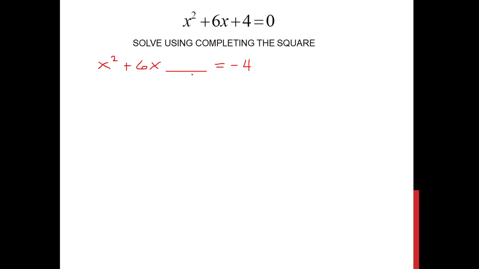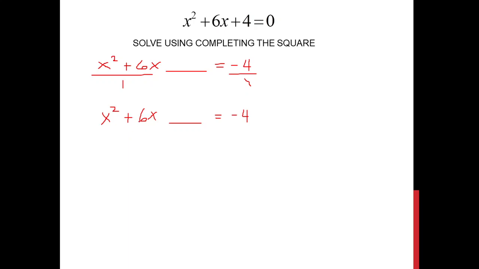Next step is we need to divide the entire equation by the numerical coefficient of your first term. Meaning, we need to divide this by 1, and since the divisor is 1, any number divided by 1 would still be the same number. So I'll just copy this here: x squared plus 6x. Again, this will be blank. Negative 4 divided by 1 will still be equal to negative 4.